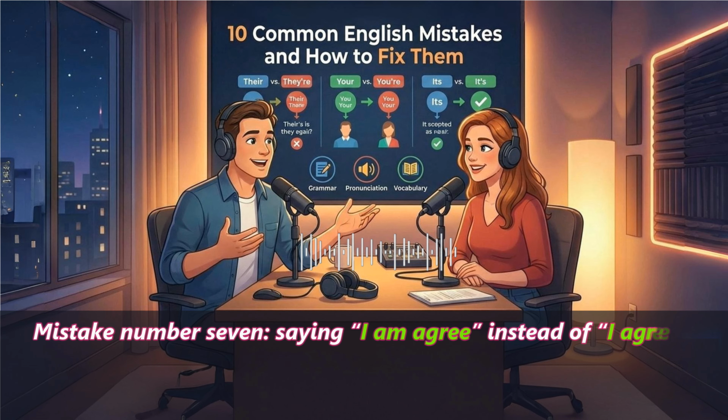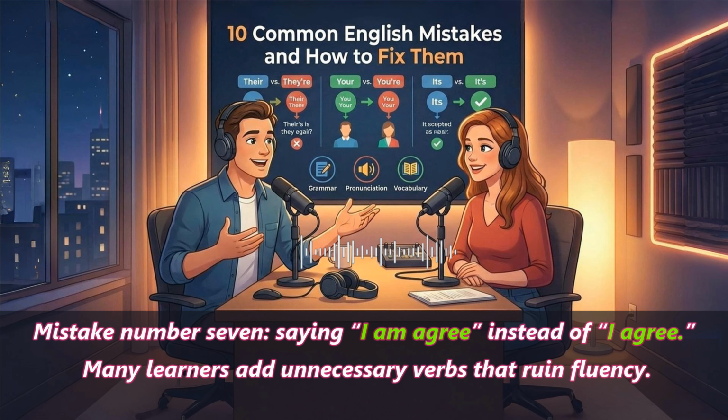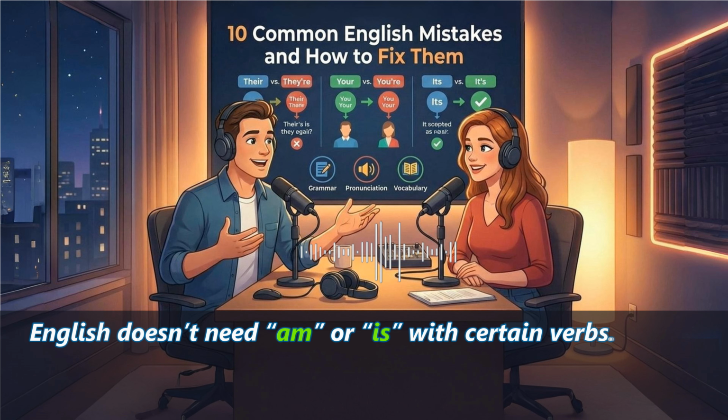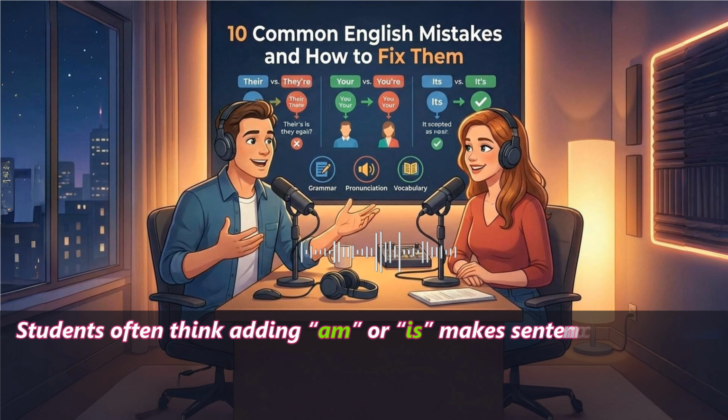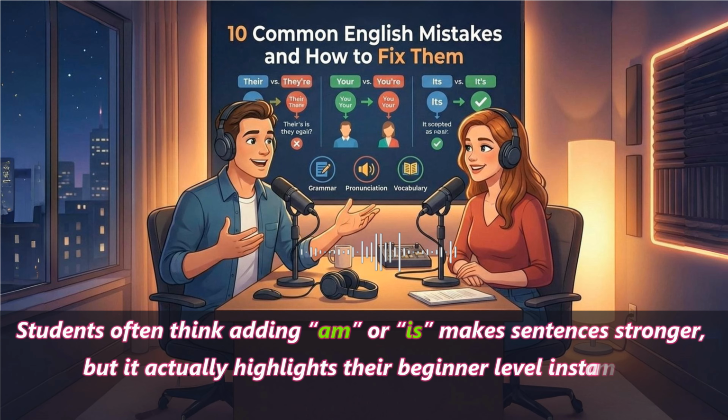Mistake number 7, saying I am agree instead of I agree. Many learners add unnecessary verbs that ruin fluency. English doesn't need am or is with certain verbs. Simply say, I agree or I understand to sound correct. Students often think adding am or is makes sentences stronger, but it actually highlights their beginner level instantly.